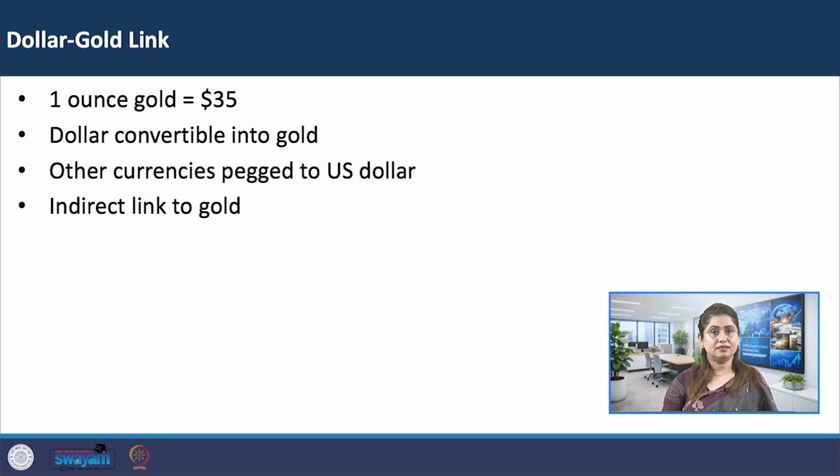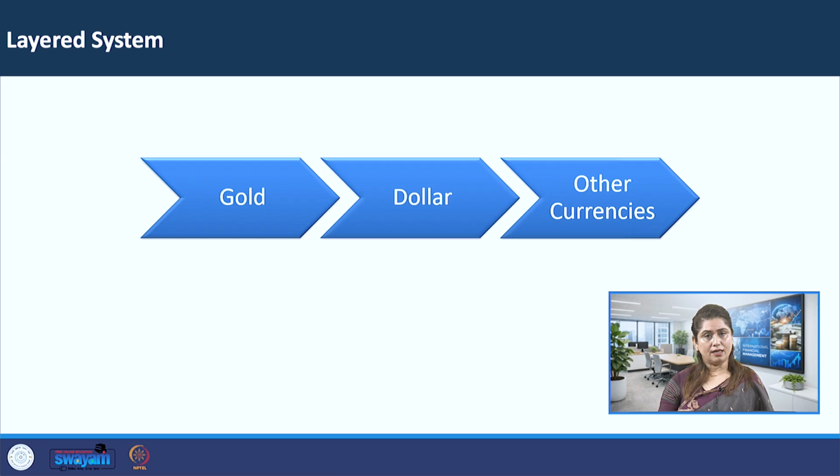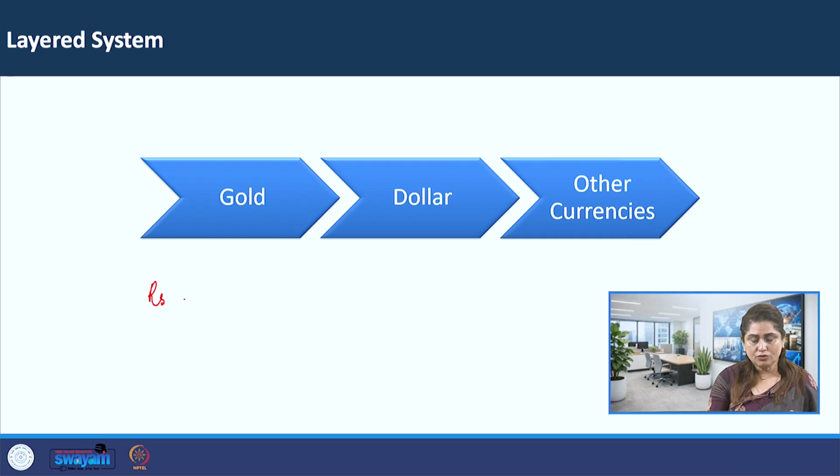But here is the important point. Other countries were not required to convert their currencies into gold. Instead, they fixed their currencies to the US dollar. So, effectively, the system worked in layers: gold, dollar, and other currencies. Now, I can explain it to you in this manner. Suppose you have rupees, then these rupees were actually tied to dollars, and the dollar was then tied to gold.